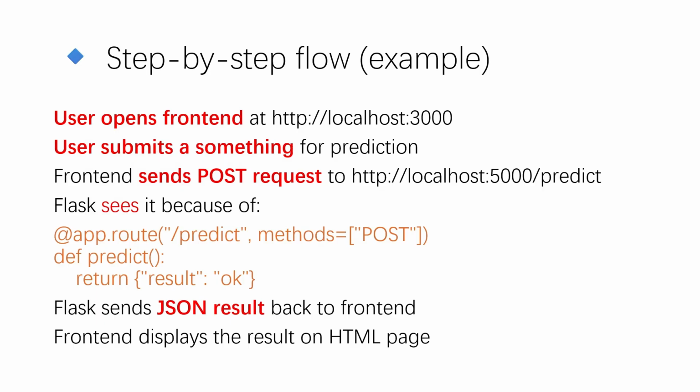When the user clicks Submit, the frontend sends a POST request to the Flask backend, often at a URL like localhost on port 5000/predict. That request contains the user's data. On the Flask side, we create a route to catch that request and return a JSON result back to the frontend. Once the frontend receives that JSON response, it updates the page and shows the result to the user.